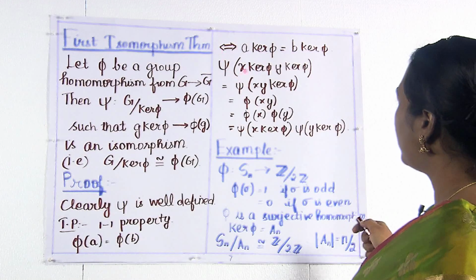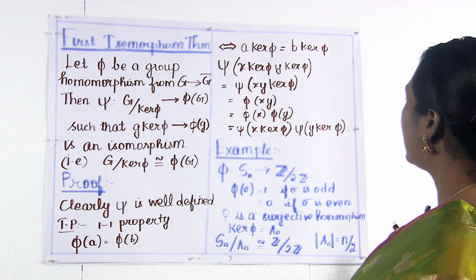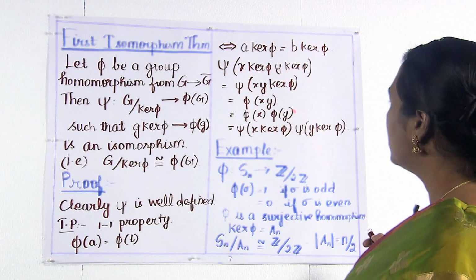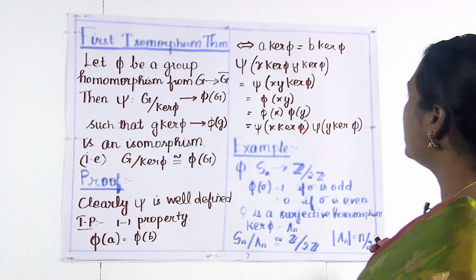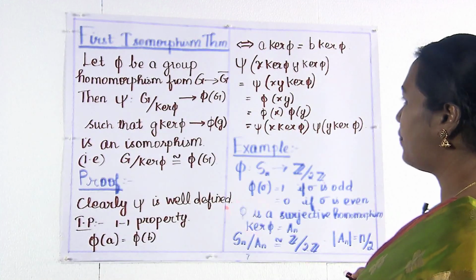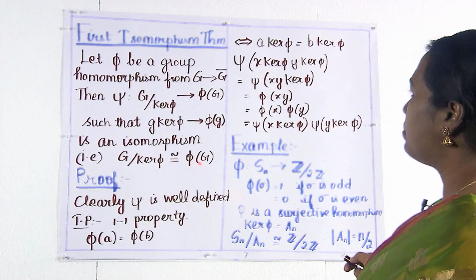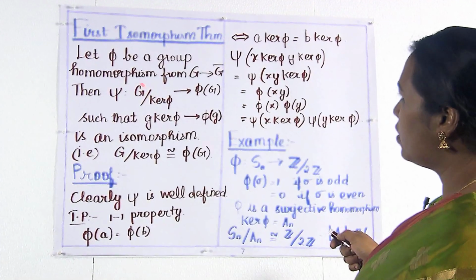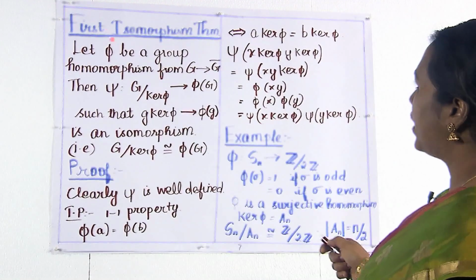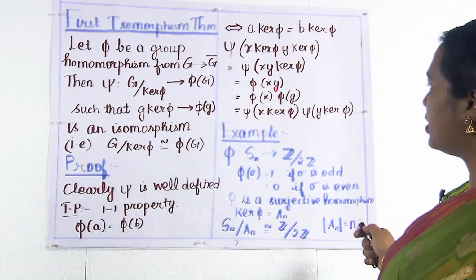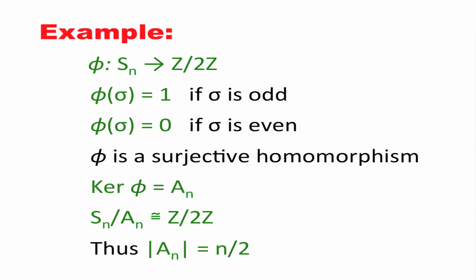So, we started from xi of AB to xi of A times xi of B, and like that we have proved it. So, the 1-1 property exists, and it is surjective and well defined. So, clearly it is an isomorphism, since the homomorphism property was also established earlier. So, we have proved the first isomorphism theorem. Let us now show an example.